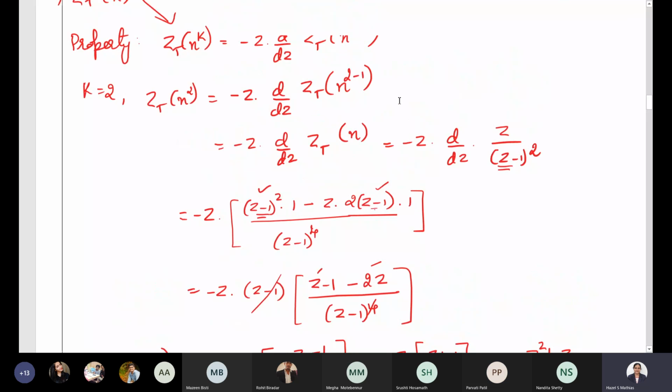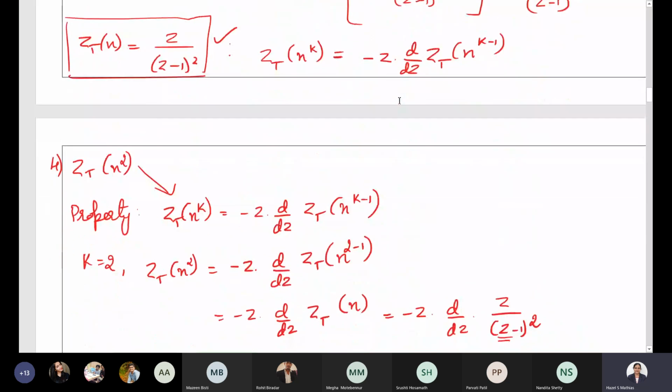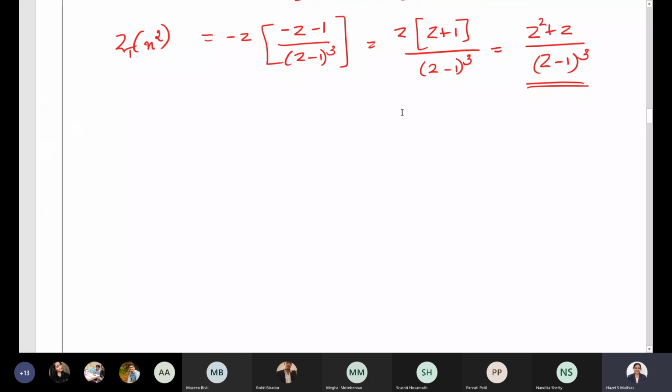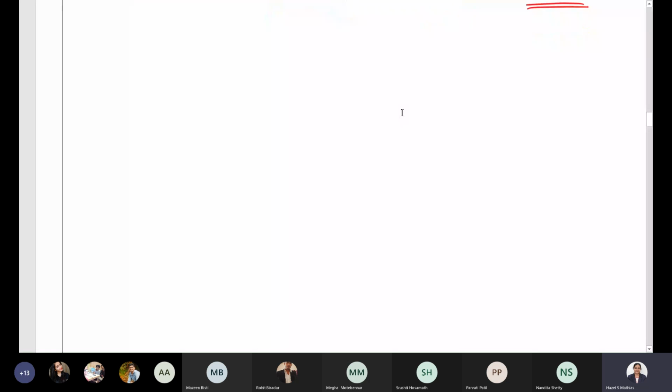So we have found the z transform of n, then we found the z transform of n square. Now, these are the standard forms you need to remember. Always this should be there, or else you need to derive like this and check. So next we will find the z transform of n cube.